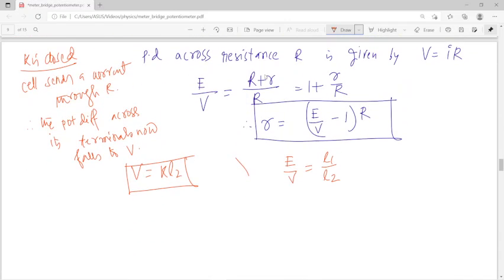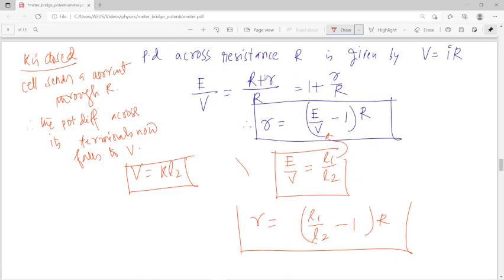So the thing is that if we get L1 by L2, if we can put it into this formula, then the internal resistance that will come out is (L1 by L2 minus 1) multiplied by R. So that is the internal resistance. We can also calculate the internal resistance from the potentiometer. So by potentiometer we can do lots of things, and you will see what we can do with the potentiometer.